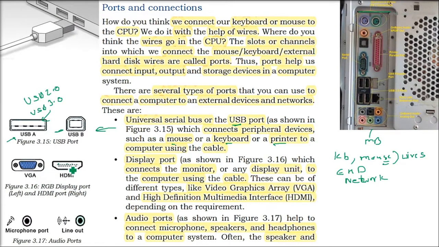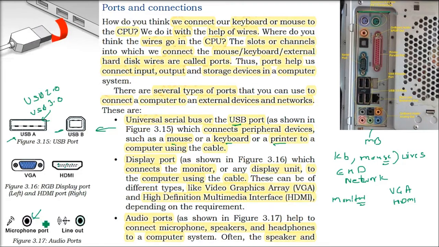Then here you see the display port, VGA, HDMI. VGA is video graphics array. HDMI is for high definition multimedia interface. These are basically output technologies. Let me tell you again, video graphics array VGA, HDMI is for high definition multimedia interface. High definition for multiple pixels.